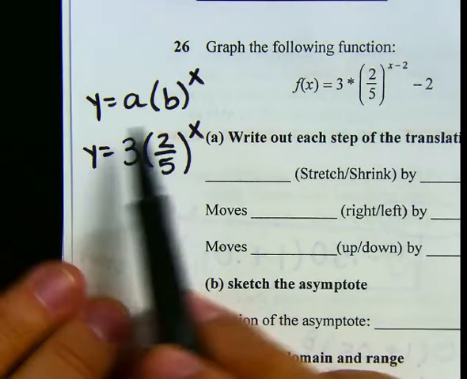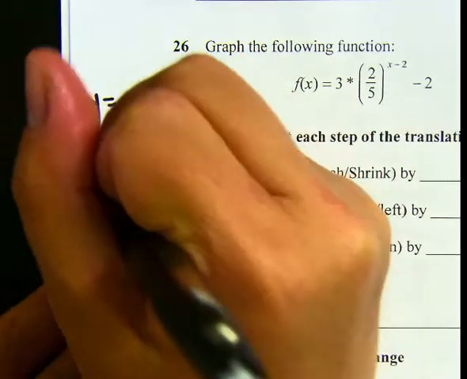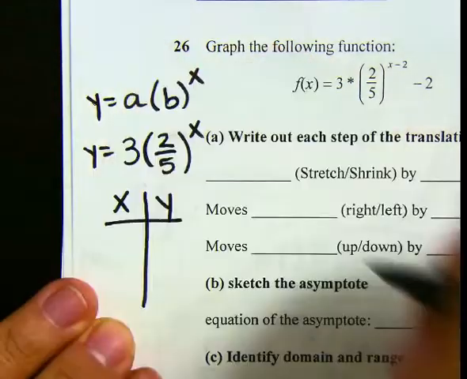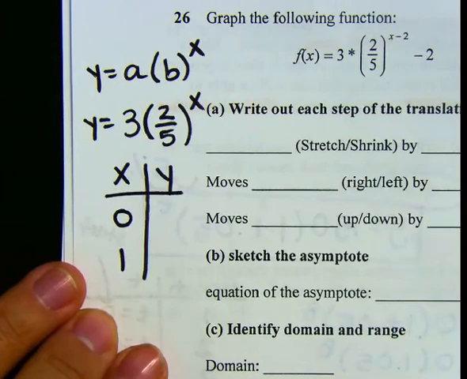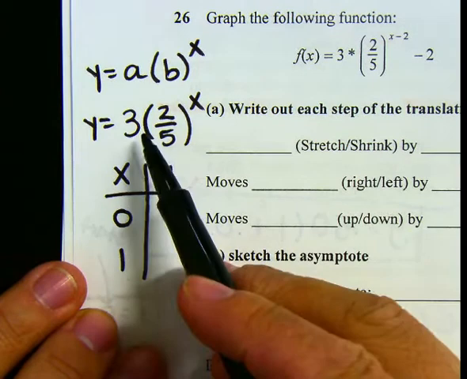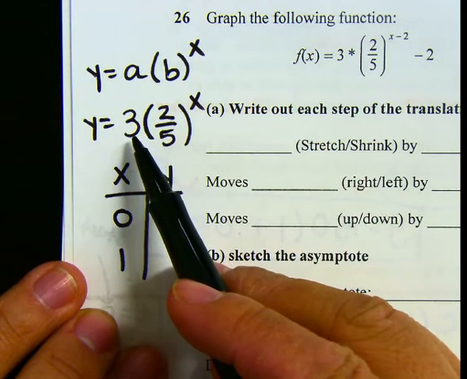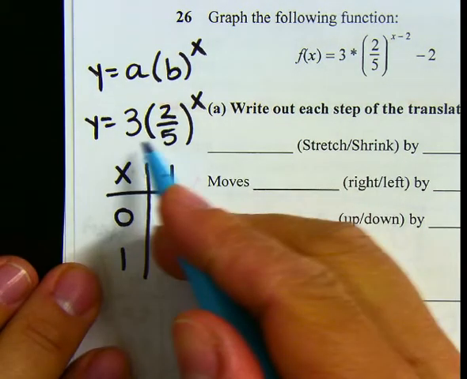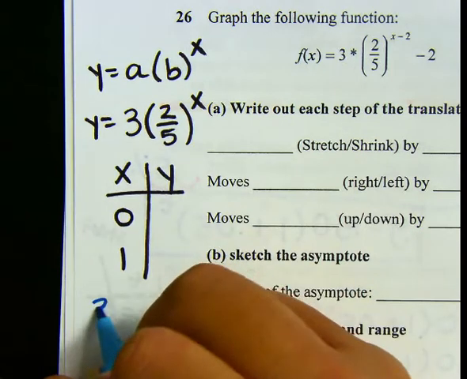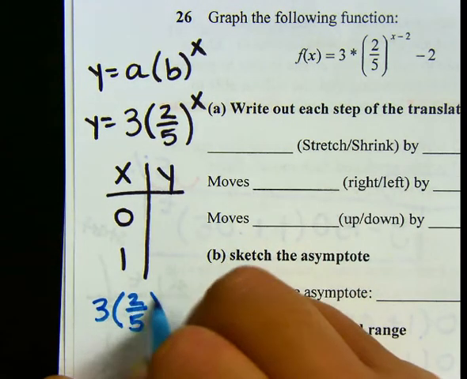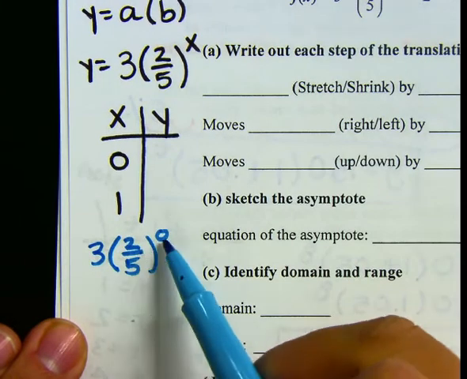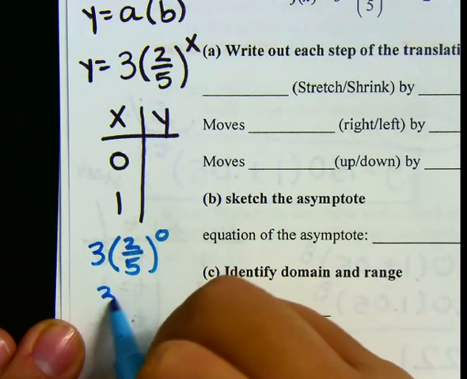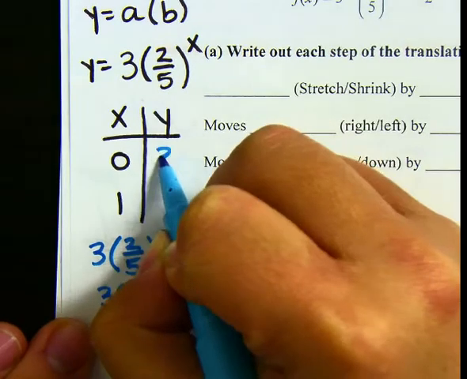Okay, what does this graph look like? Well, you make a table using as many points as you want, but I do 0 and 1. And you just plug it in. So you plug the 0 into this function, so it's going to say 3 times 2/5 to the 0 power. You know anything to the 0 power is just 1, so that's 3 times 1, which gives me 3.